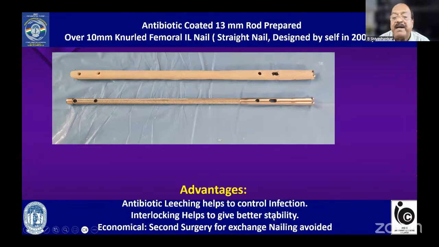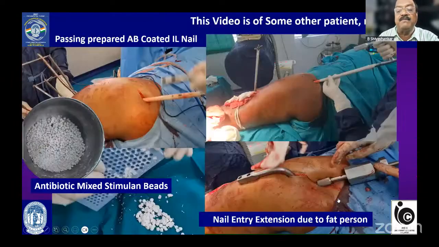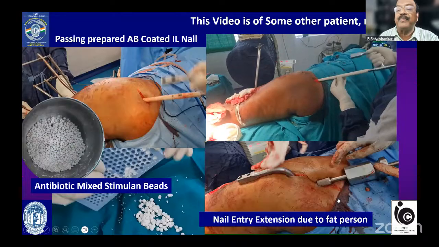Interlocking helps to give better stability, and you can allow the patient to walk, and it is economical to the patient because both the surgeries are done in one sitting. That is, the first stage surgery and the second stage surgery are done in one sitting. So it's economical to the patient. So this is the advantage of this primary antibiotic coated nail.